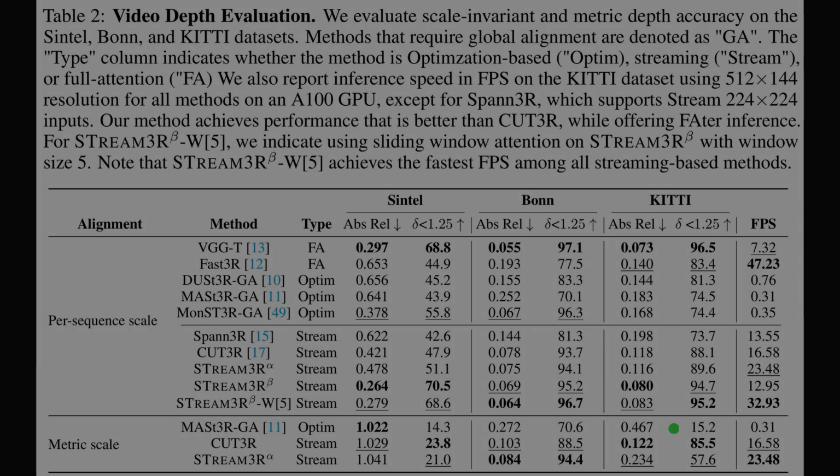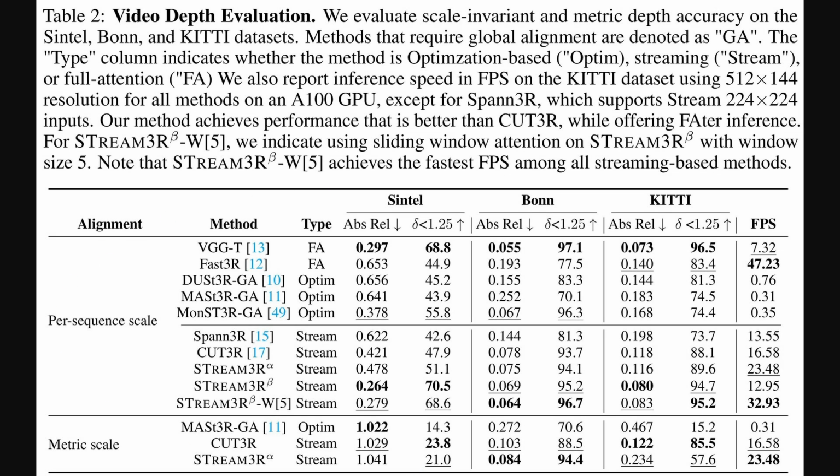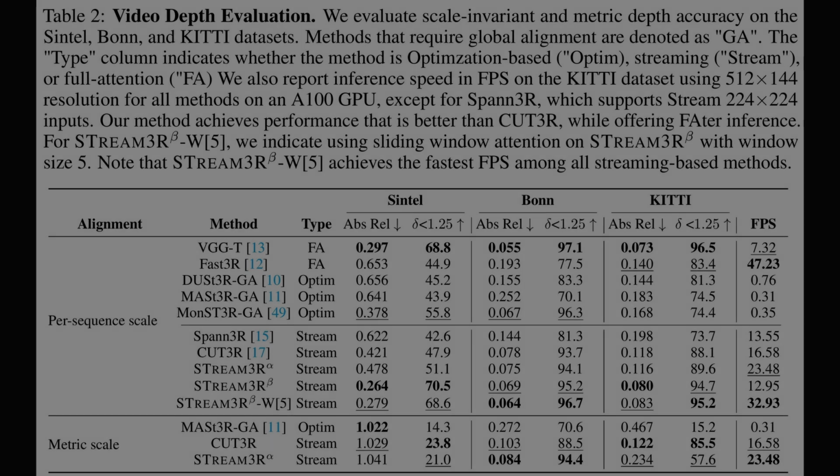This table then details the performance on video depth estimation, which looks at both per-frame quality and consistency over time. The key comparison is against CUT3R, the previous state-of-the-art streaming method. Across all 3 datasets, Sintel, Bonn, and KITTI, the STream3R models consistently achieve higher accuracy. And importantly, if we look at the FPS column, STream3R alpha is about 40% faster than CUT3R, running at 23.48 frames per second versus 16.58. This shows a big jump in both accuracy and efficiency.